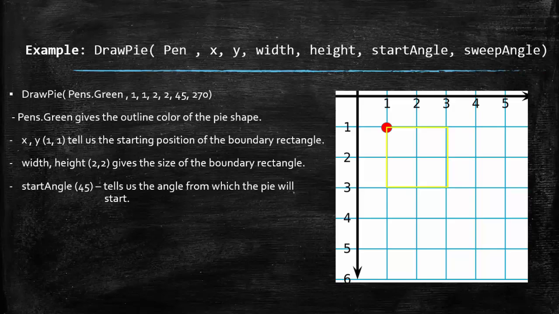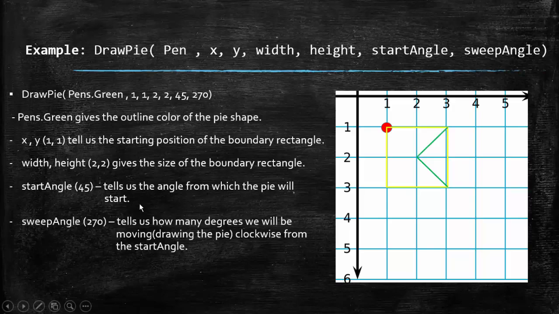The starting angle, or start angle, with the value of 45 tells us the angle from which the pie will start, represented with the green line on the Cartesian plane. The sweep angle with the value of 270 tells us how many degrees we'll be moving clockwise from the start angle, represented with the other green line on the Cartesian plane. Now I'll be showing the output of this example in the Cartesian plane.